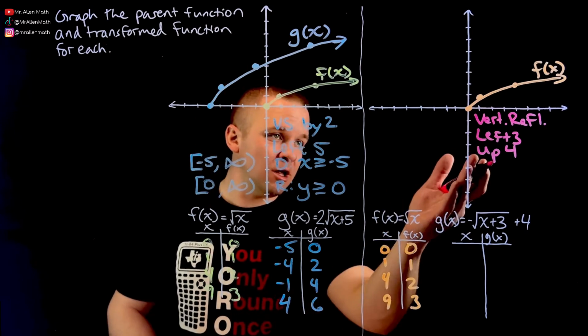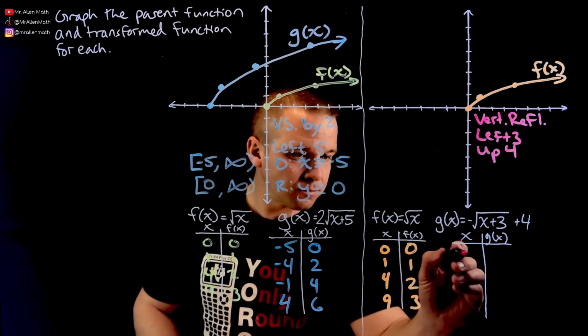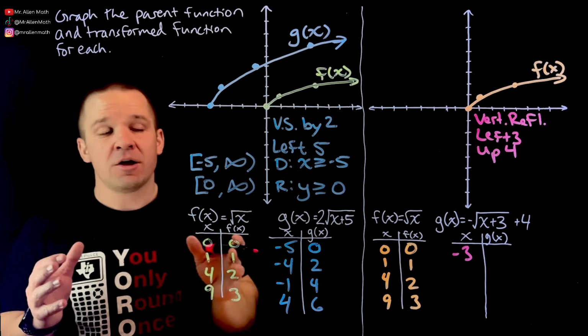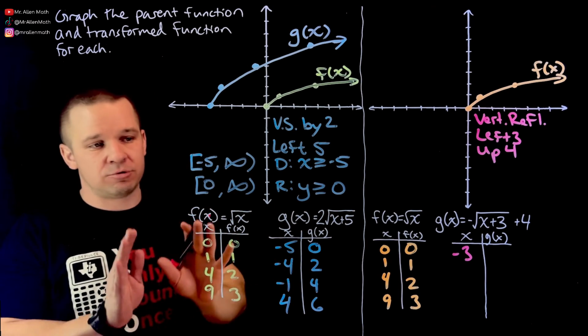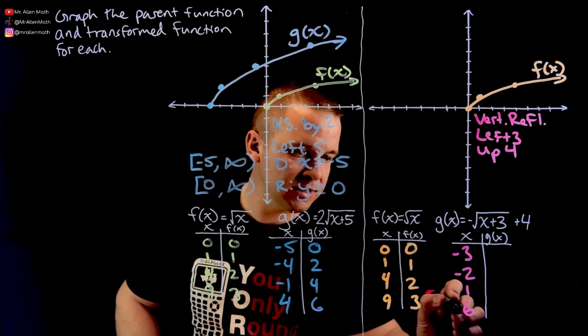Well, we're still moving to the left, so I'm going to be subtracting from these x values. So left 3 would be -3 for x. Nothing else is affecting the horizontal movements. There's no stretch or anything like that. So I'm just subtracting 3. Here I'm going to get -2, +1, and then 6.